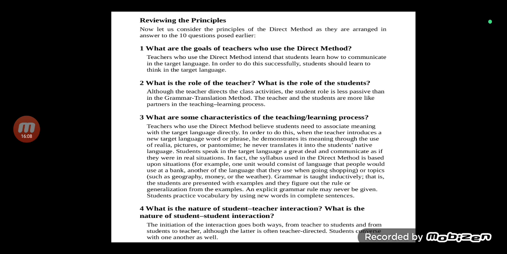Okay, so what is the nature of student-teacher interaction? What is the nature of student-student interaction? The initiation of the interaction goes both ways, from teacher to students and from students to teacher. Although the latter is often teacher directed, students converse with one another as well.